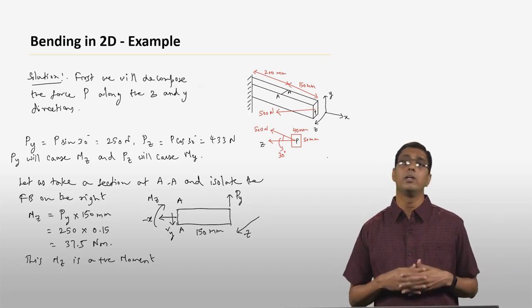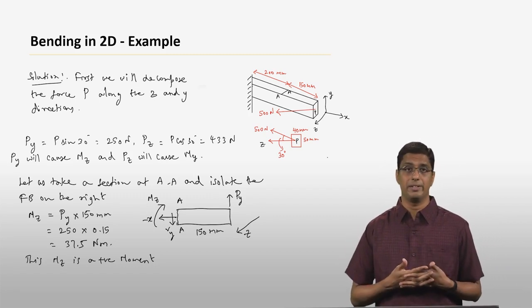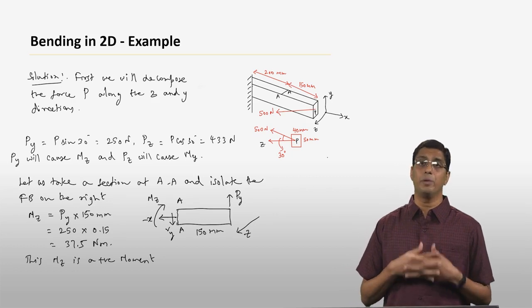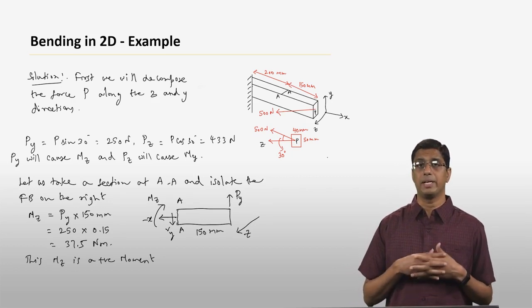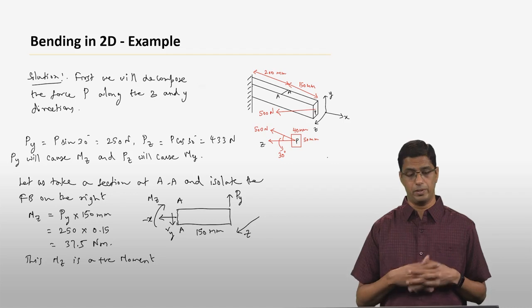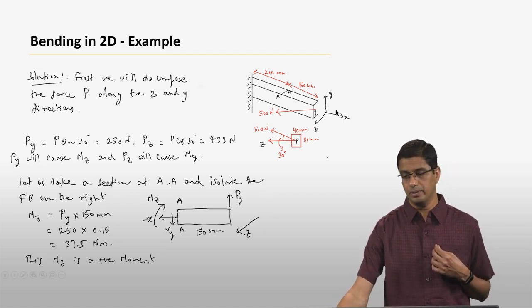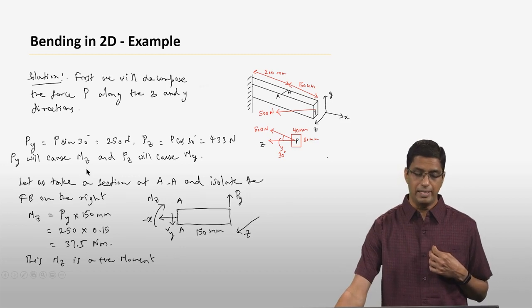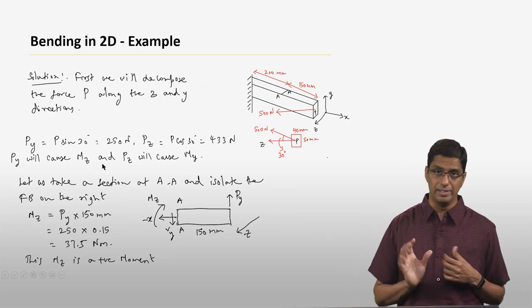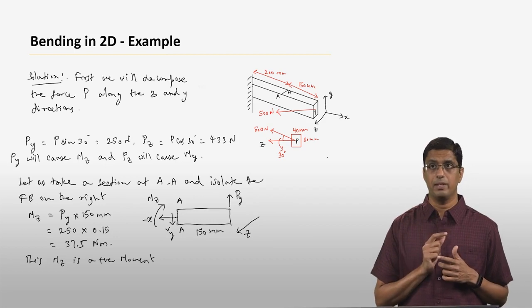Okay. Now, once you have that, you can then try to figure out what kind of moments are going to be caused by these two forces, Py and Pz. Okay. And if you go back to your statics, you will realize that this Py, the force along the Y direction, will essentially cause a moment along the Z direction, will cause an My.